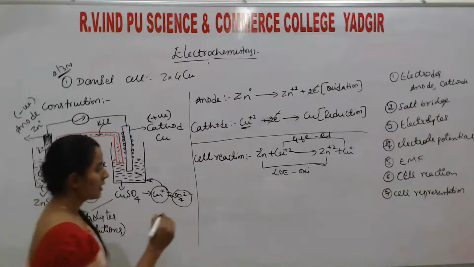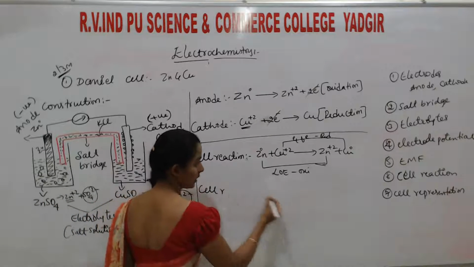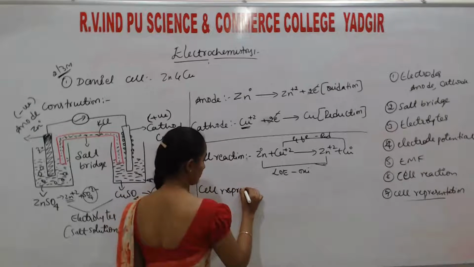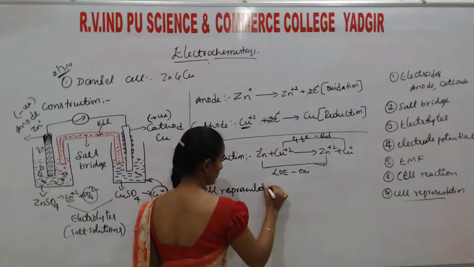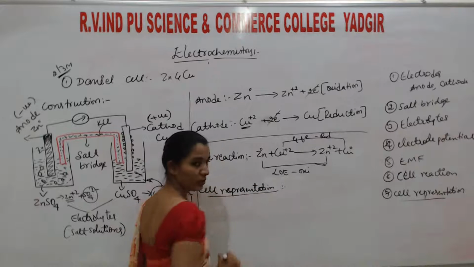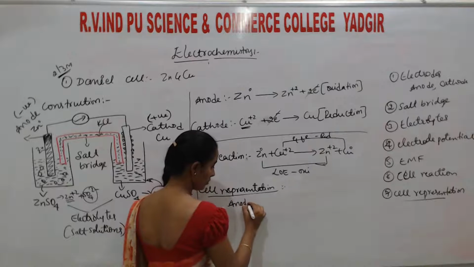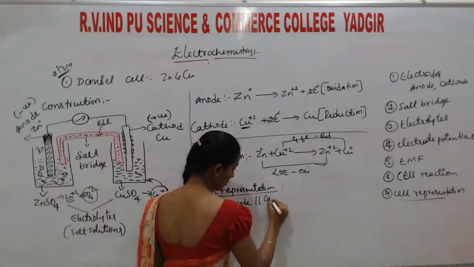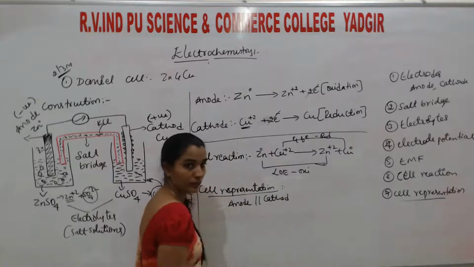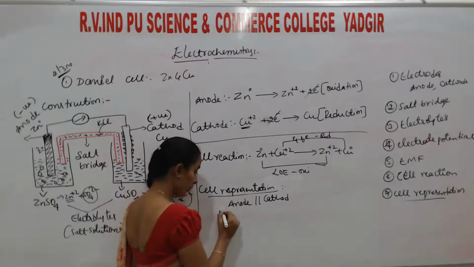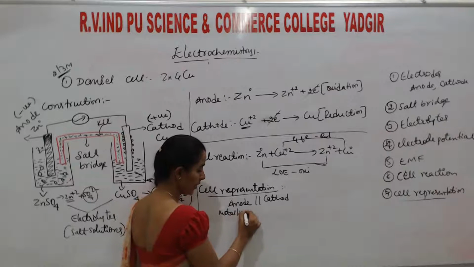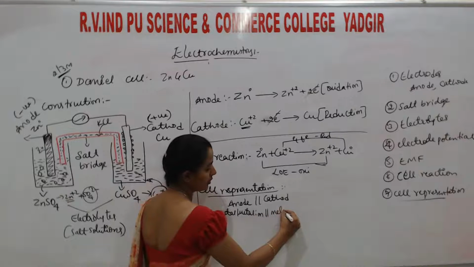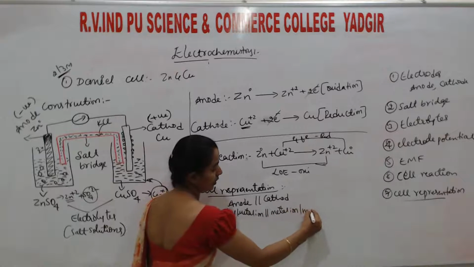So another one is there, cell representation. Here I write cell representation. Okay, so what is the rule? Listen, first anode, salt bridge, cathode. How will the anode be written? Metal and metal ion, salt bridge, metal ion and metal.